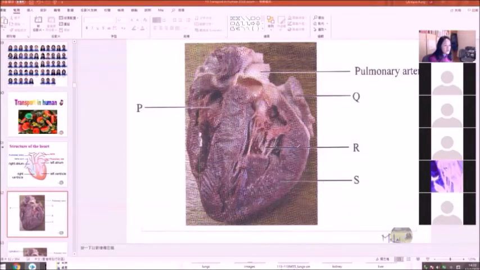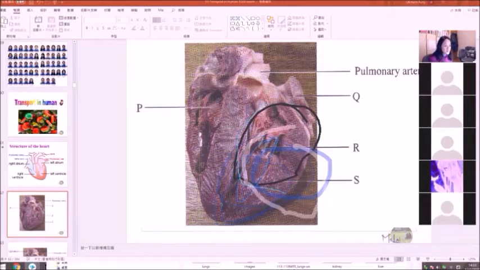Can you circle the whole area of the left ventricle? Left ventricle. The whole area, starting from here. Can you see my pen? The purple color. This area is the left ventricle.